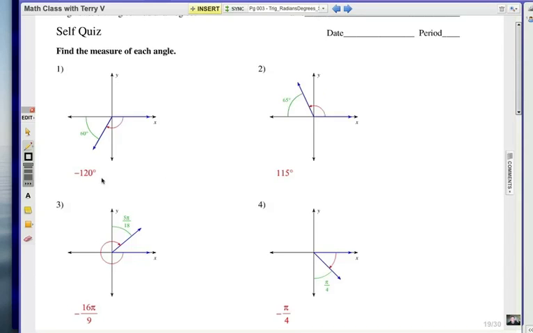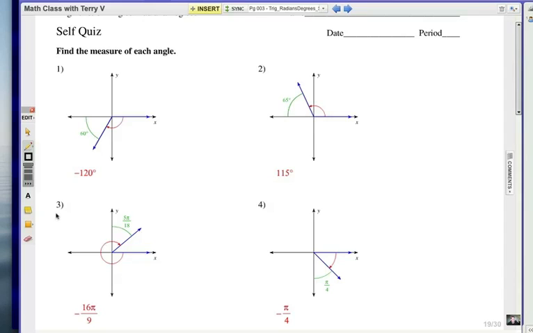Alright, number 1. The answer is negative 120 degrees. Now if you're going backwards here in a negative direction, if you go all the way up this way, of course, it's 180 and you're 60 degrees shy. So that's why it's negative 120. Here it's 115 because you are 65 degrees short of 180 going in a positive direction.